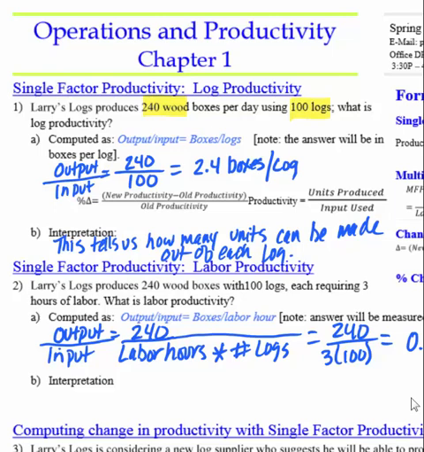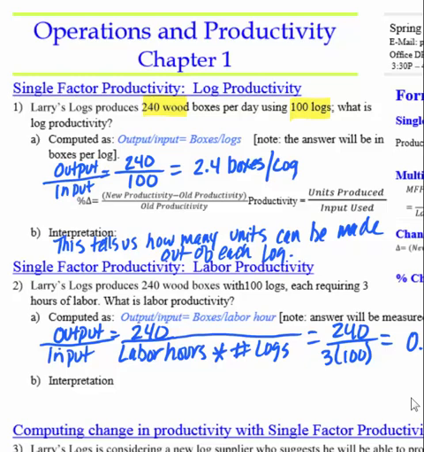So first, this is a problem where Larry produces boxes. Specifically, he produces 240 wood boxes per day, and in order to do this, he needs 100 logs. In this problem, we're computing log productivity. Essentially, we want to know how many boxes can be made out of one log.